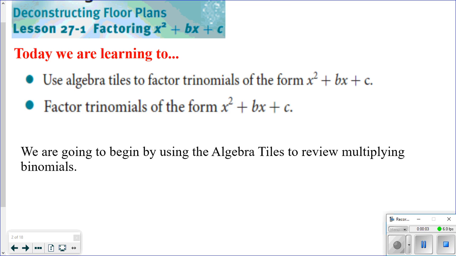Today we are starting activity 27, which is all about factoring, and that's the opposite of multiplying. Before we use the box method, we're going to continue using the box method, but we're not going to open the book today. We're going to begin by using algebra tiles to review multiplying binomials, and then we are going to also use the algebra tiles to learn how to factor them, which is our first learning target.